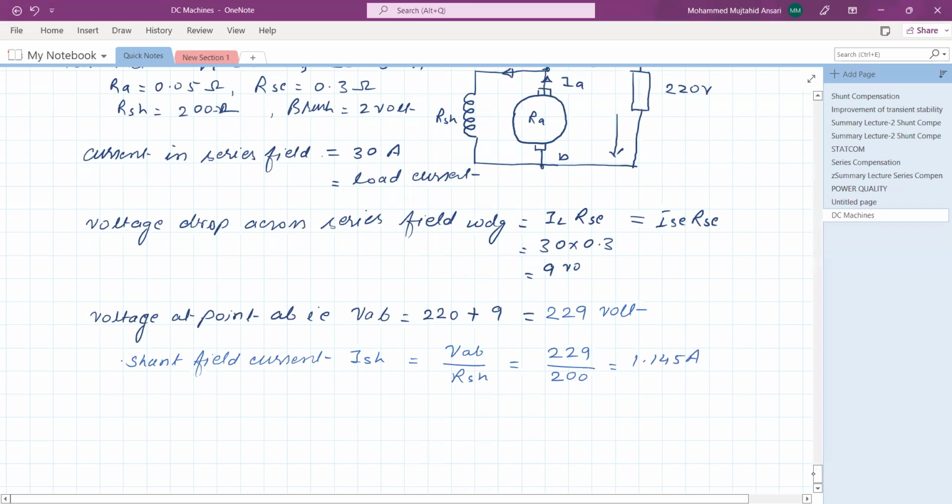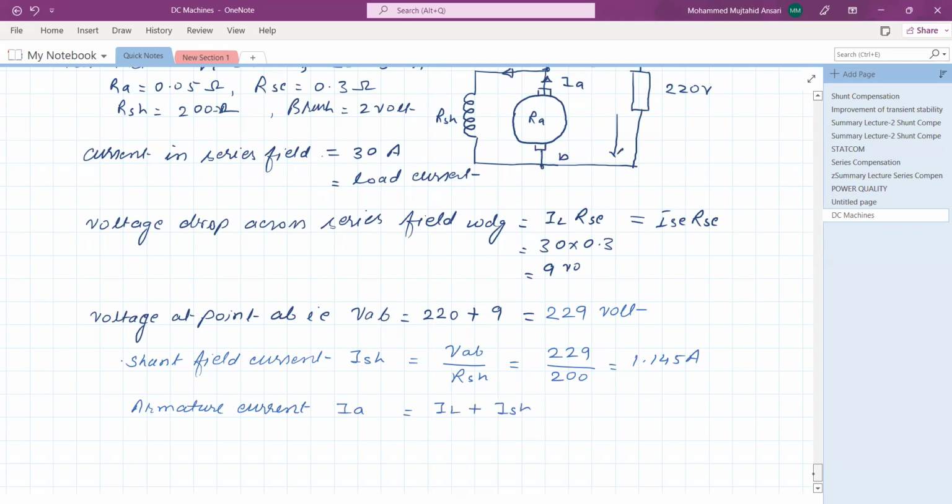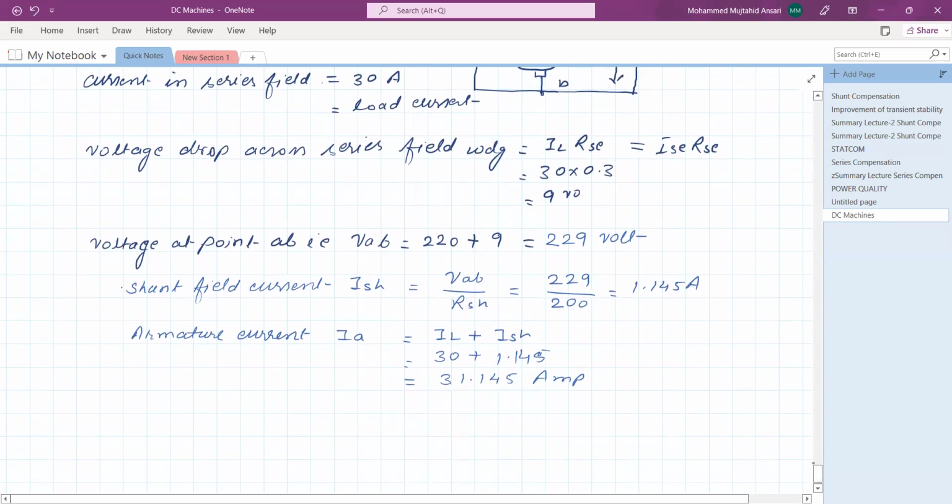Now what is the total armature current? Armature current IA equals IL plus ISH, which is the addition of these two currents: 30 plus 1.145 equals 31.145 ampere. Now calculate the EMF generated.